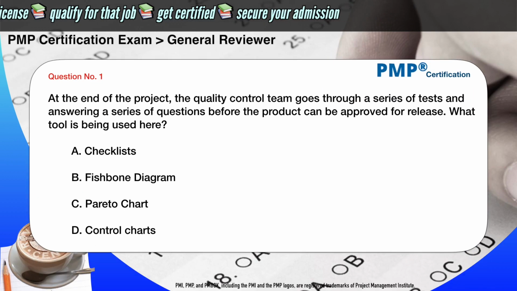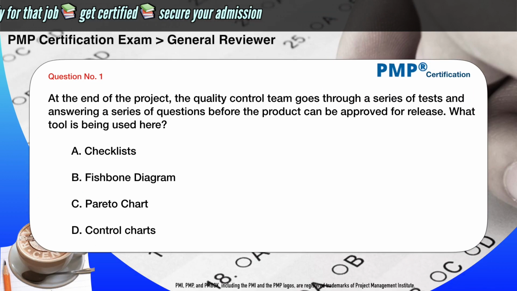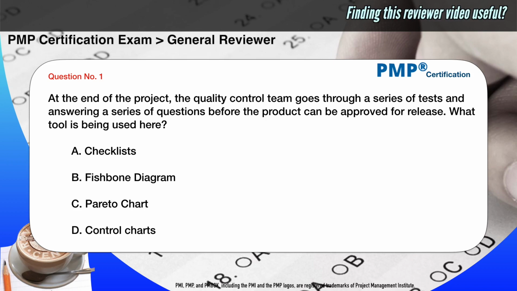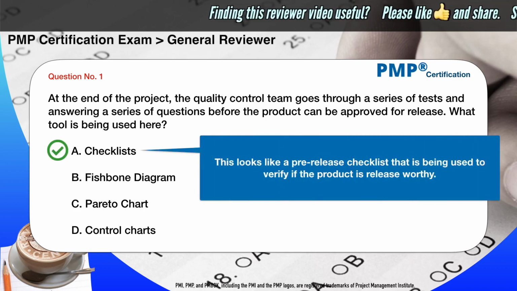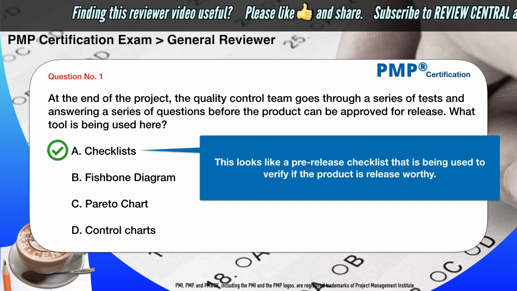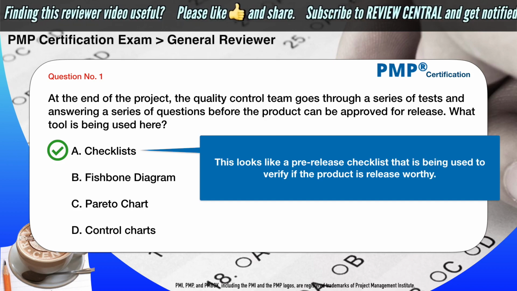At the end of the project, the quality control team goes through a series of tests and answering a series of questions before the product can be approved for release. What tool is being used here? A. Checklists. B. Fishbone diagram. C. Pareto chart. D. Control charts. The correct answer is A. Checklists. This looks like a pre-release checklist that is being used to verify if the product is release-worthy.